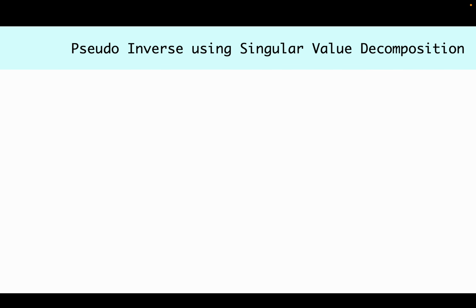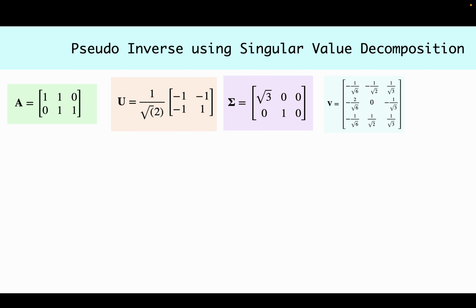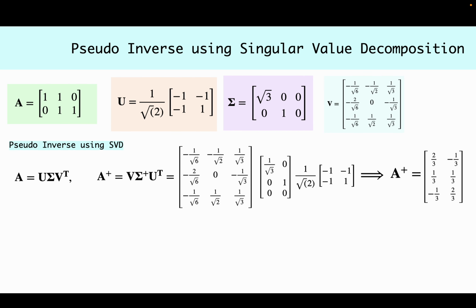So let us see one example of how we compute the pseudo inverse for a fat matrix using SVD. When you compute U sigma V transpose for this example, we have something as follows, and the pseudo inverse can be computed by A plus is equal to V sigma plus U transpose. So this is the V, we are directly using it, and sigma plus is the inverse of the singular values. We have the singular value as root 3, so the inverse is 1 by root 3 and 1, and we have the U matrix which is shown here. When you multiply it, we get something like this.